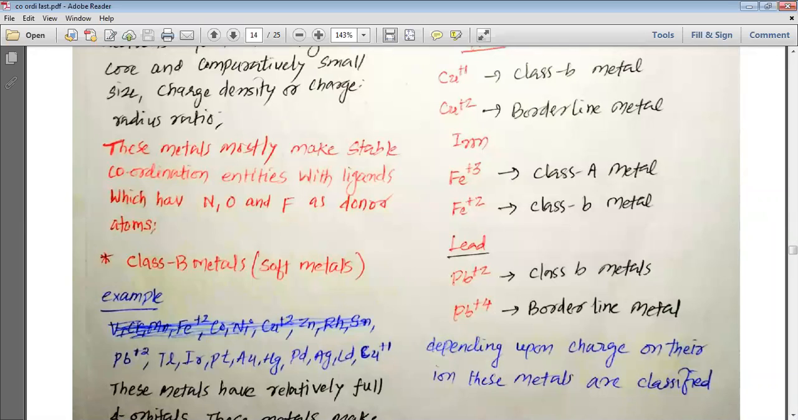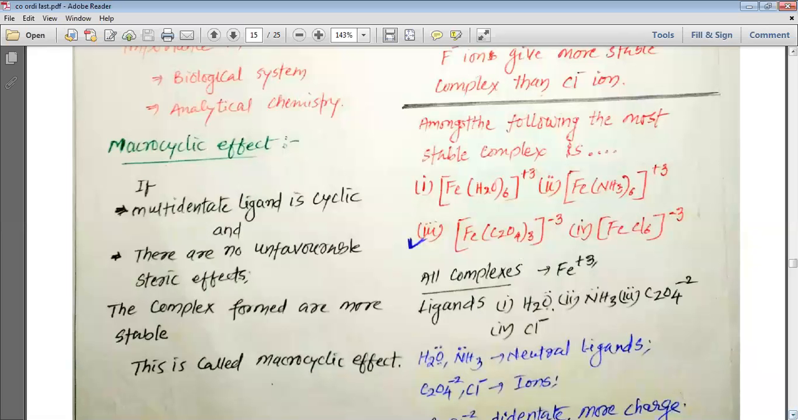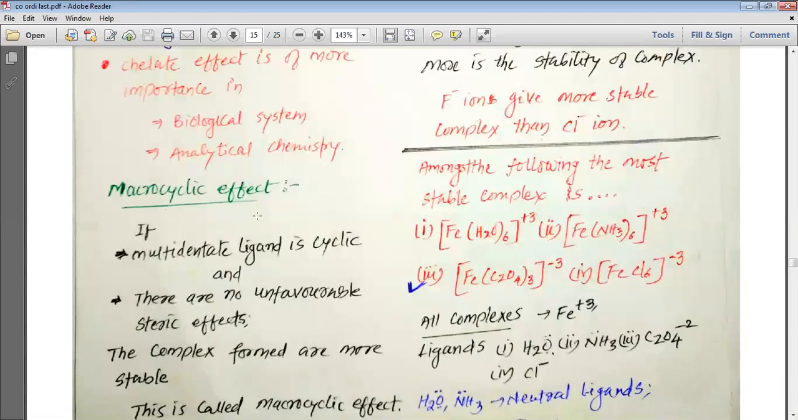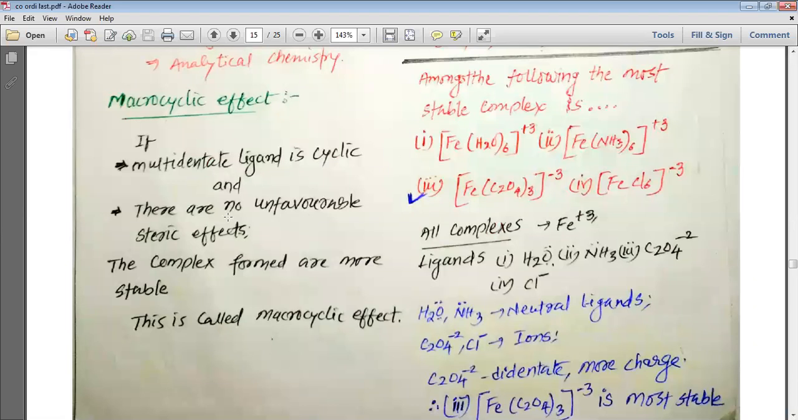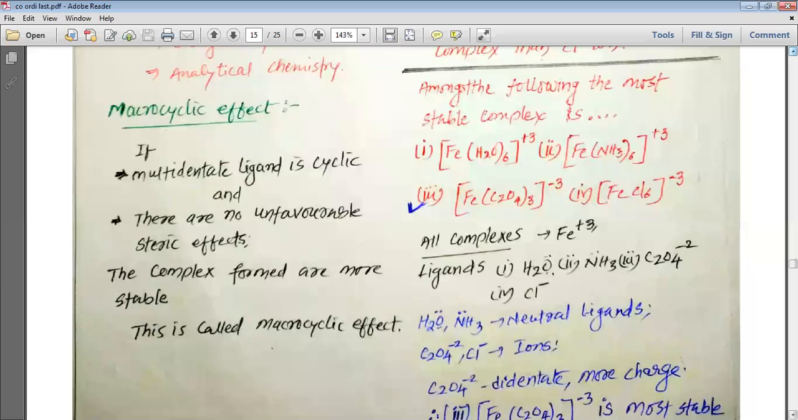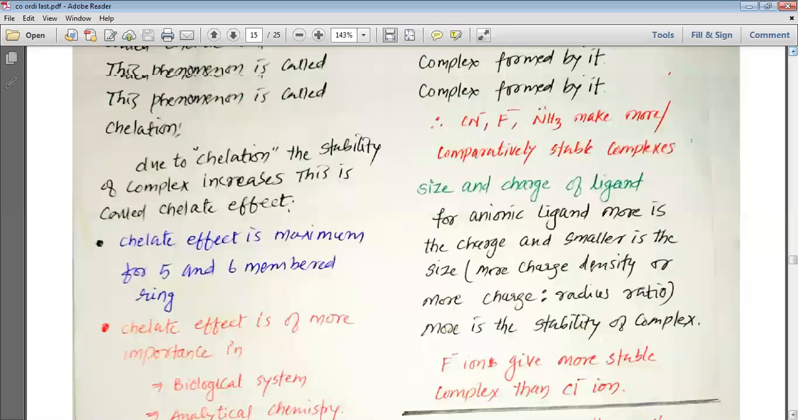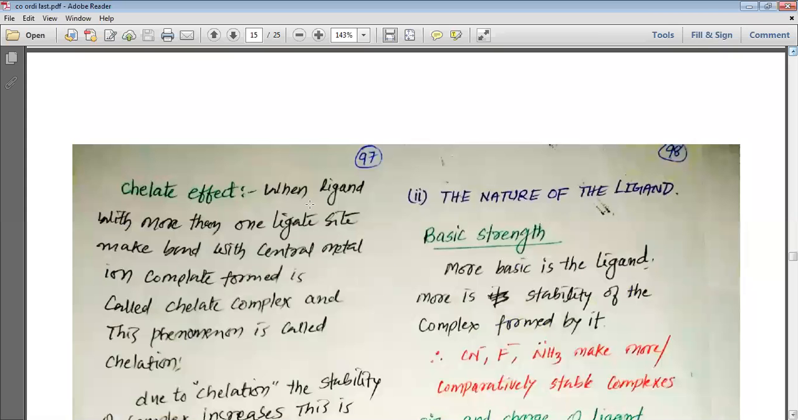We have even seen the chelate effect, that the chelate effect increases the stability constant of a complex. At the same time, this chelate effect is very useful in biological systems and in analytical chemistry. We have studied the macrocyclic effect, that if the ligand is cyclic and it does not create any unfavorable steric effect, then it increases the stability of the complex. So this is how we have studied the nature of the metal ion or central metal atom.